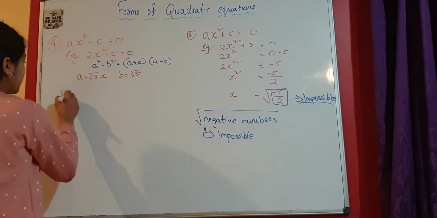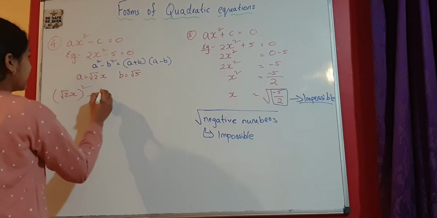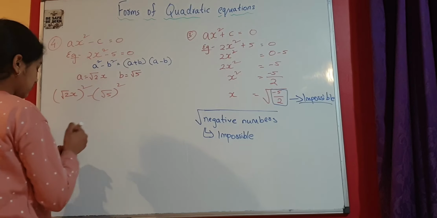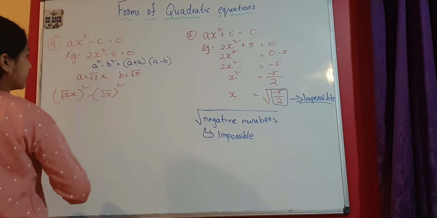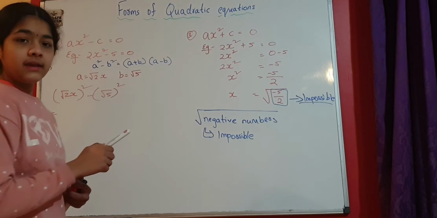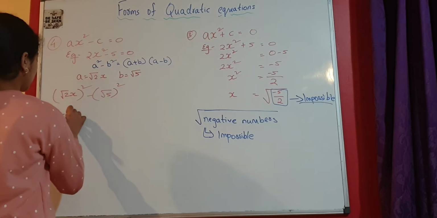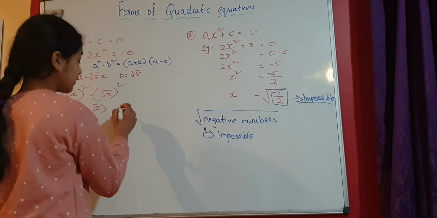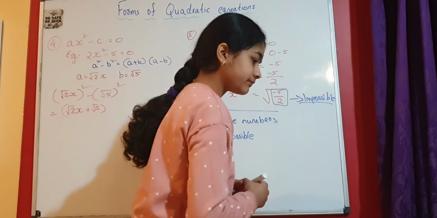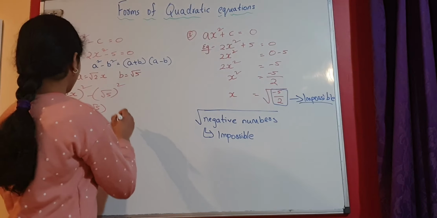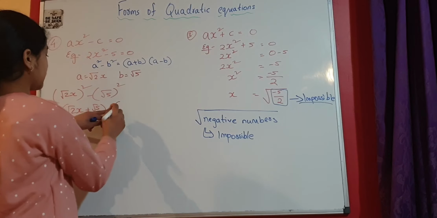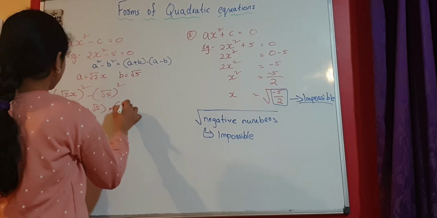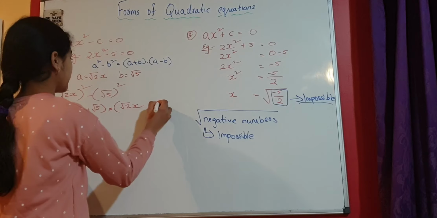Again, square root of 2x whole square minus square root of 5 whole square is equal to a plus b times a minus b. So it's not minus, it's times a minus b. A minus b is square root of 2x minus square root of 5.